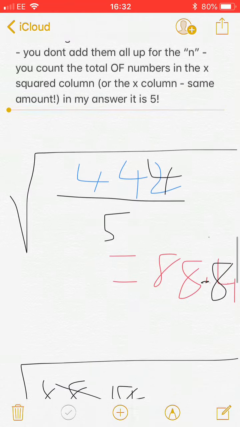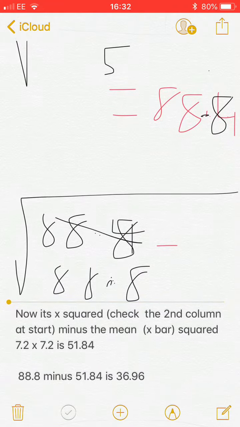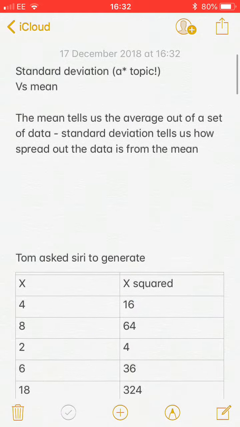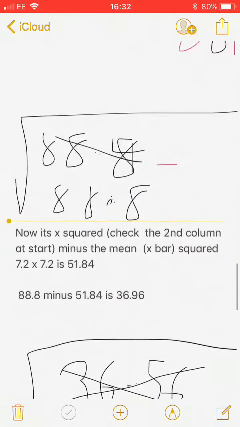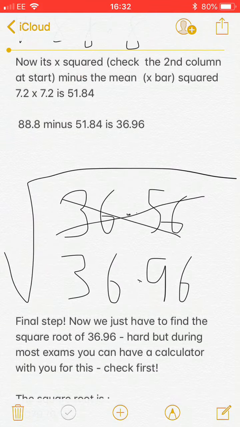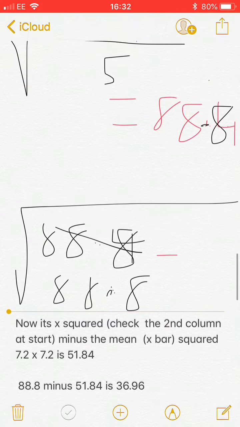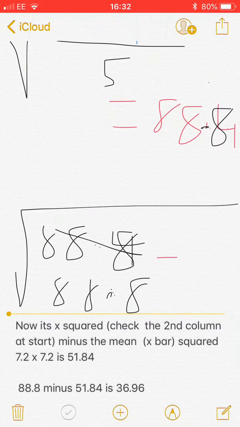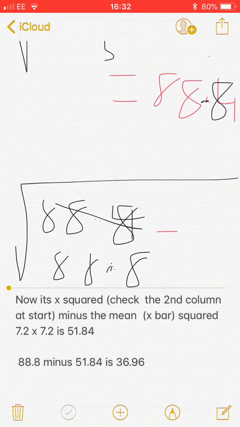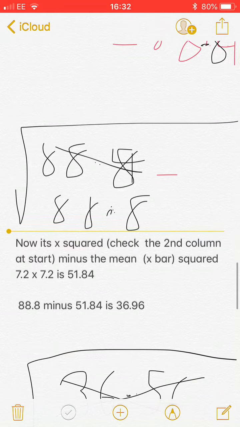You can see here on the first time I said it was 88.4. So now we have 88.8, which is the x squared mean. In case you don't know, just take the second column, x squared, at the start, minus the mean, or x bar. So 7.2 times 7.2 is 51.84. And now we do 88.8, minus x bar squared, and it's 36.96.